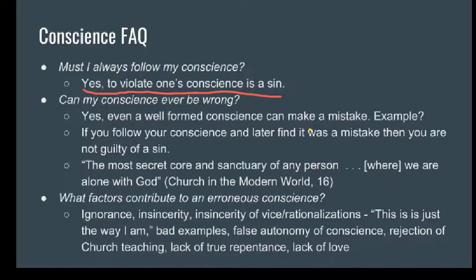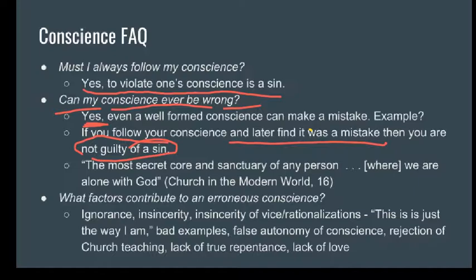Now, that raises a second question. Can my conscience ever be wrong? And the answer to that, again, is yes. Even a well-formed conscience can be wrong. Now, if, for example, you follow your conscience and find out later that you had made a mistake, remember your conscience should be working before, during, and after an action, then you're not guilty of a sin. Because remember, for a sin to be mortal, you have to have full knowledge and full consent of the will.